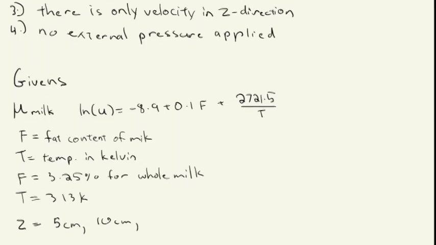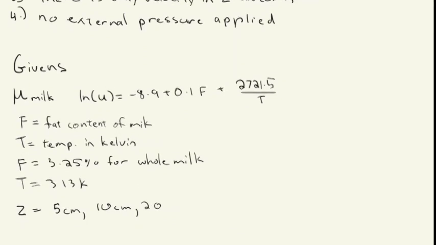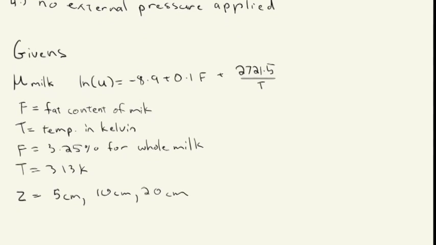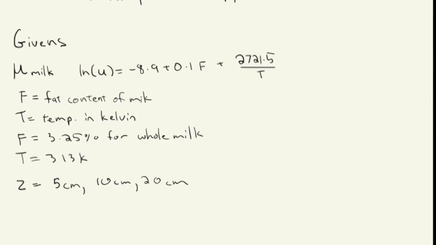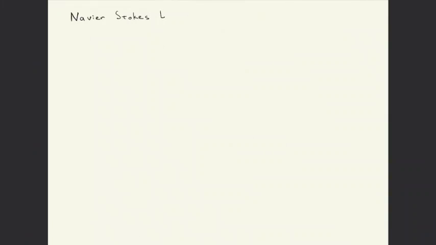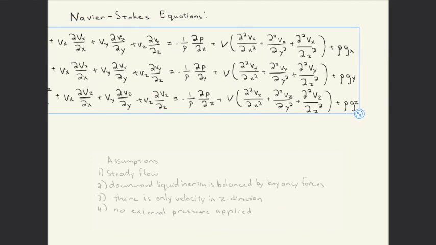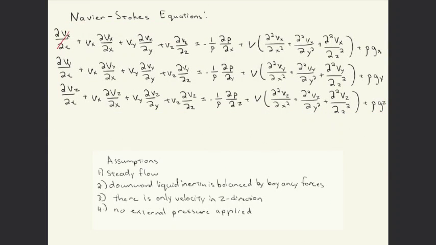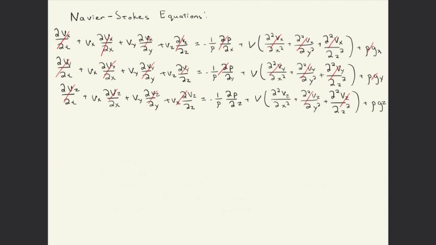Viscosity of the milk was calculated using the relationship that ln of mu is equal to negative 8.9 plus 0.1 times f plus 2721.5 divided by T. Momentum is conserved, so we'll start with a Navier-Stokes equation. We will eliminate all terms on the left-hand side with assumptions 1, 2, and 3. Then cancel out the pressure term using assumption number 4, and then the next terms that are remaining with assumptions 2 and 3. Let's start our first set of calculations.